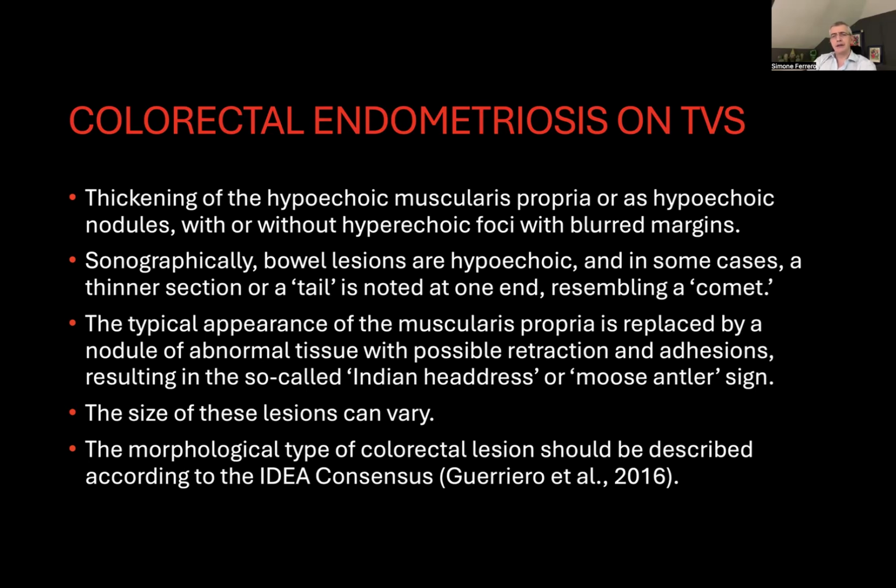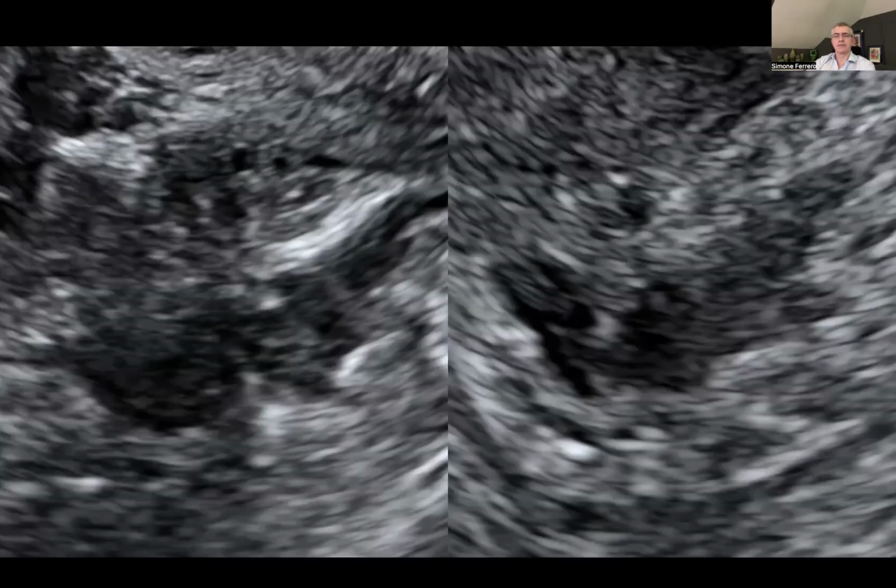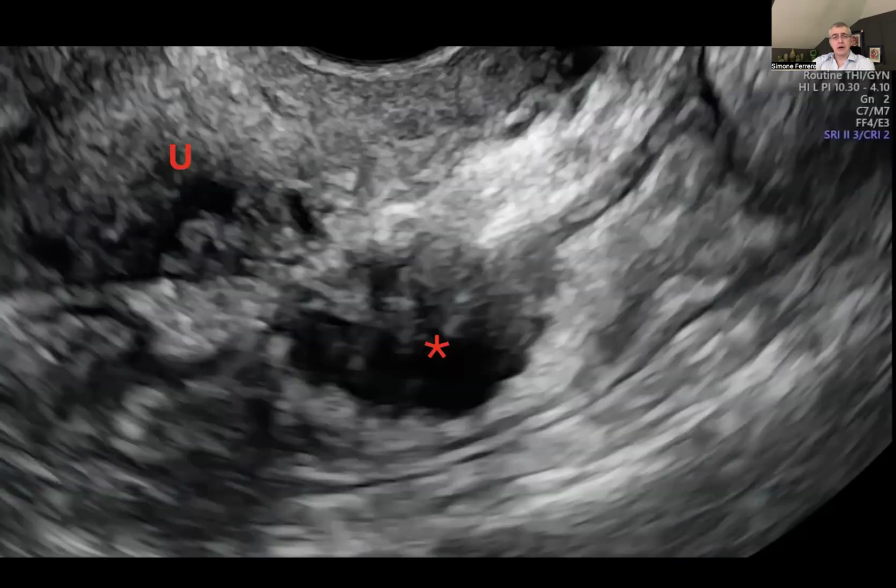The size of the lesion is extremely variable, and the morphological characteristics of the lesion are also variable, and they must be described according to the 2016 IDEA consensus. Here you can see the typical hypoechoic appearance of rectal endometriotic nodules. In this case, the nodule is located in the low rectum.